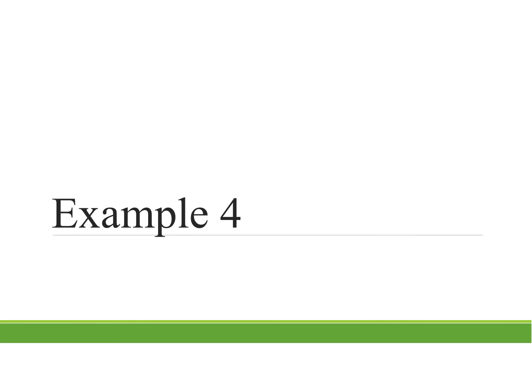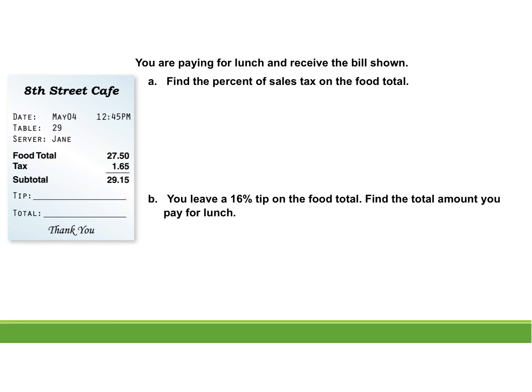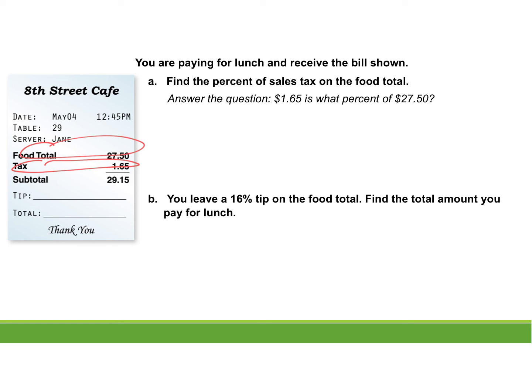And for our final example, we'll take a quick look at example 4. Example 4 says, you are paying for lunch and receive the bill that is shown. Okay, you can see over here we have our bill. Find the percent of sales tax on the food total. Notice we have our tax is $1.65 and our food total is $27.50.